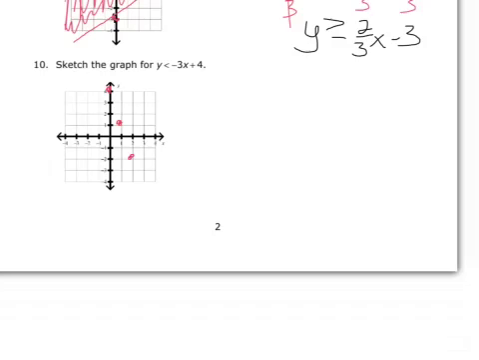And we see that it is less than but not equal to. So I will draw a dotted line or a dashed line. And the values of y are less than the line, so we are going to shade under the line, so everything below the line.